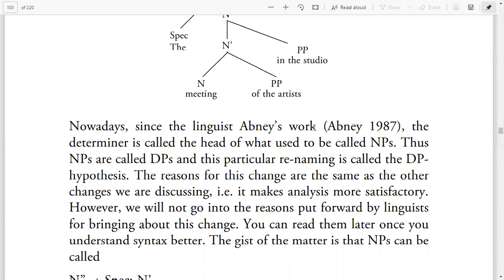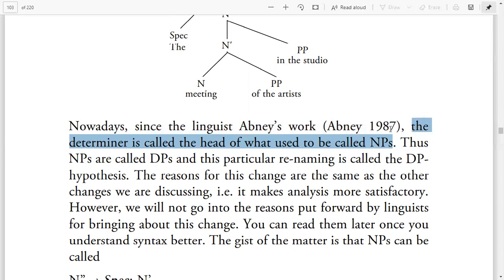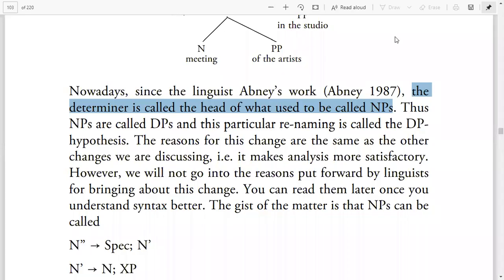Nowadays, since the linguist Abney's work, the determiner is called the head of what we used to call the noun phrase. Determiner is the head of the noun phrase for many reasons, because it specifies the thing. Thus noun phrases are called DPs, and this particular renaming is called the DP hypothesis. Noun phrases are called DPs because the determiner is the head of what we used to call noun phrases.